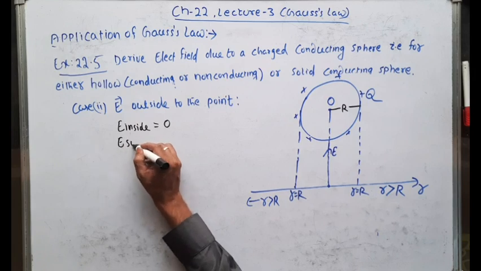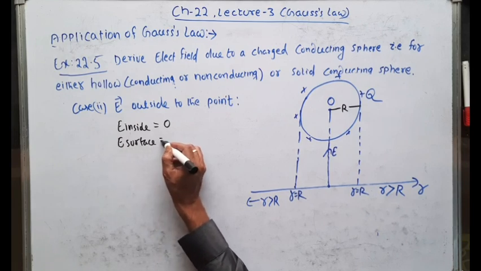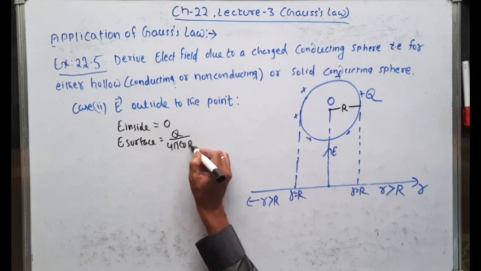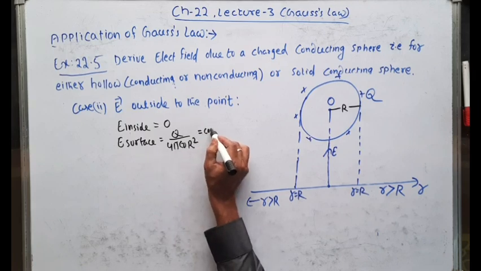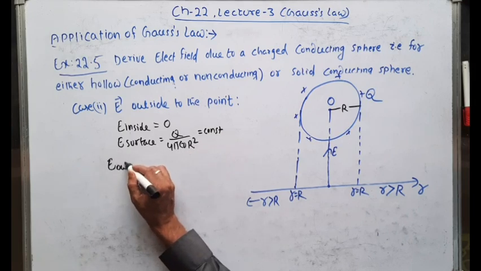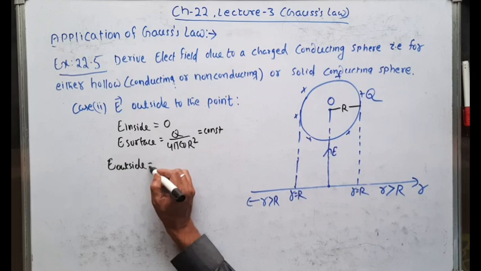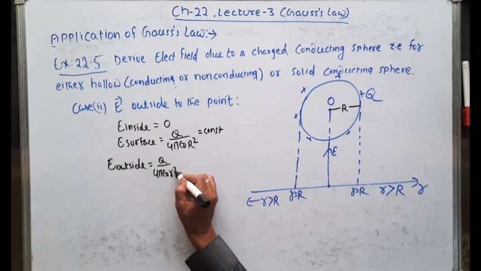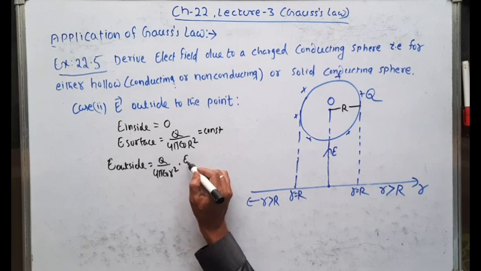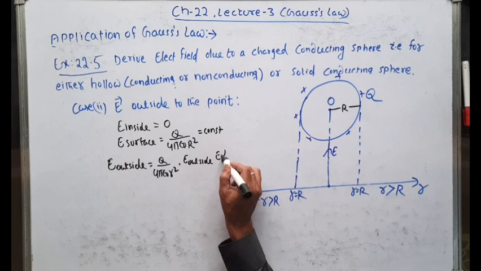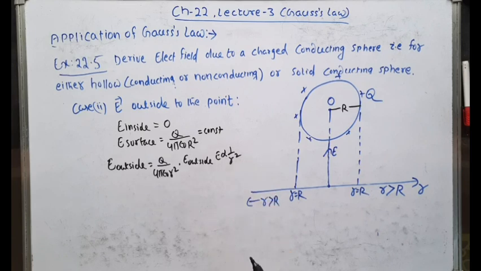Electric field intensity on the surface, we have derived, is Q by 4 pi epsilon naught r square. That is a constant because the radius is a constant. Electric field intensity at an outside point is equal to Q by 4 pi epsilon naught r square, so at an outside point electric field intensity is inversely proportional to the square of the distance.